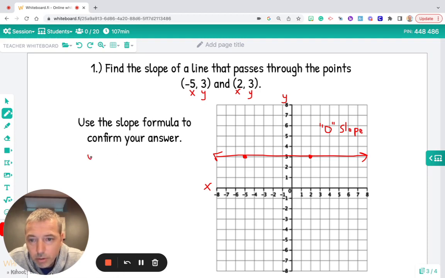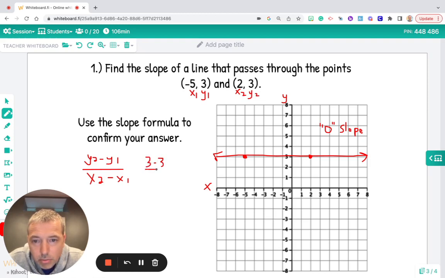All right, let's see what happens when we use our slope formula, right? y2 minus y1 over x2 minus x1, right? So if I was using the slope formula, this was my first x and y, my first coordinate, and this was my second x and y, right? So I like to label them. So 3 minus 3, y2 minus y1, and then 2 minus -5.